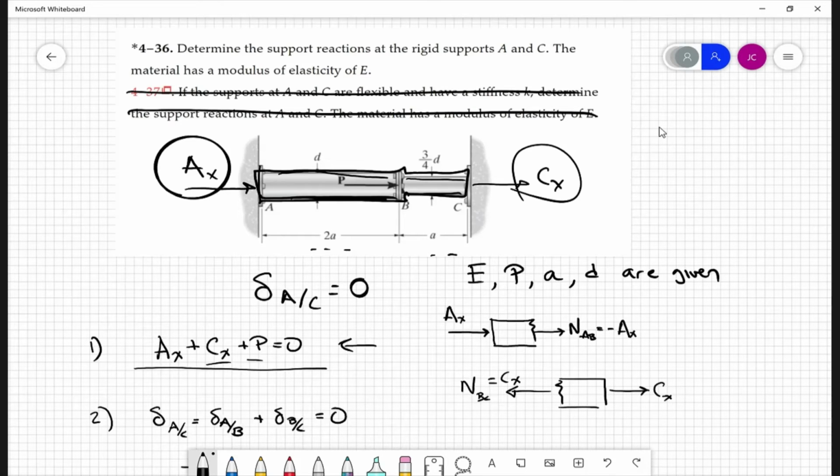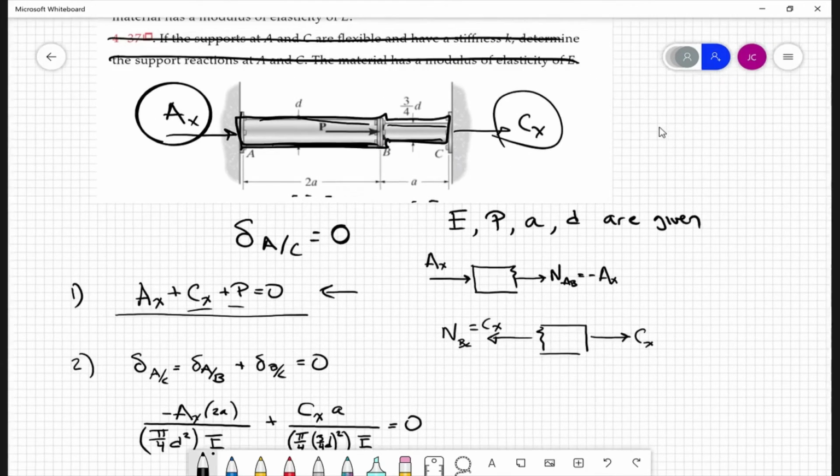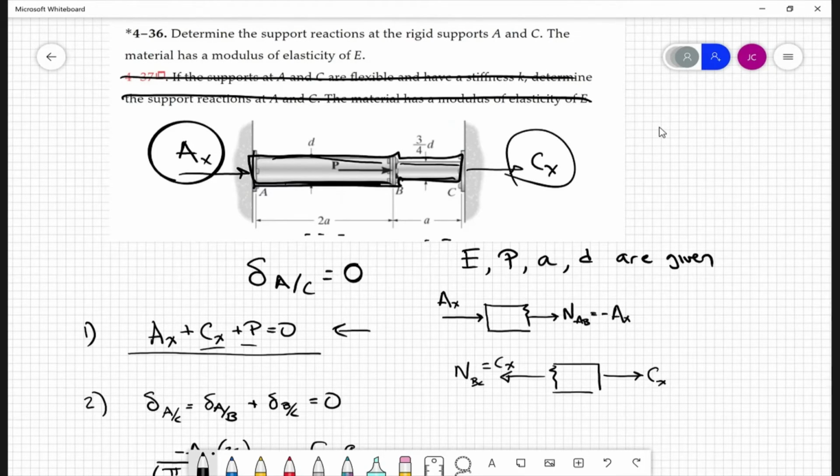All right, or both of them are going in the opposite direction. Okay, two unknowns, right? One equation. So we're going to use the additional compatibility equation that the total elongation from point A relative to point C has to equal 0. So again, we're going to break this up into the elongation of section AB plus the elongation of section AC. Those two added together equal the total elongation, which has to go to 0.